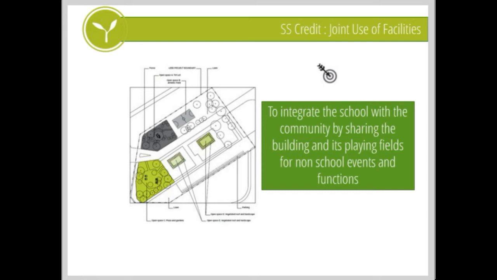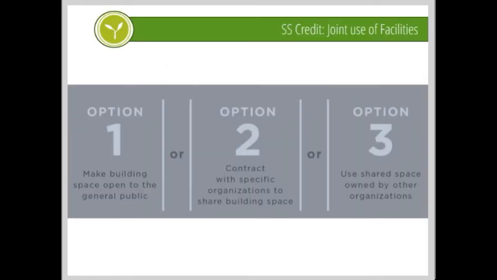Local communities benefit most when multiple organizations share the cost of constructing, operating, and maintaining a facility. Joint use agreements allow buildings and sites that would typically go unused after normal business or operating hours to host community programs, thereby maximizing the useful life of the building. In addition, communities may enjoy new or more convenient services. School projects have 3 options from which to choose for this credit.